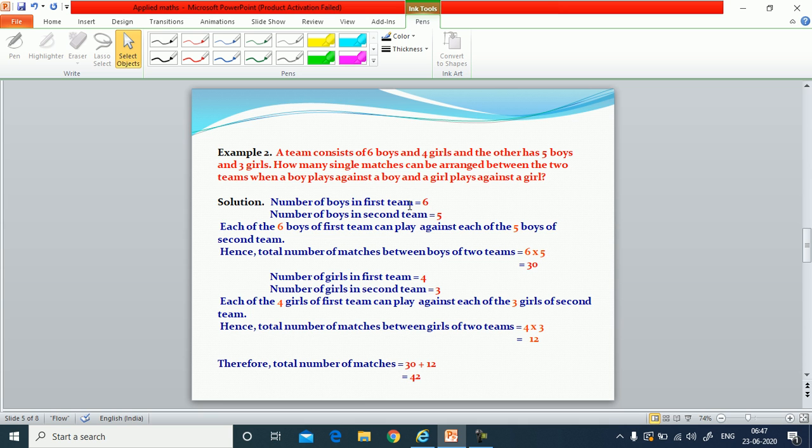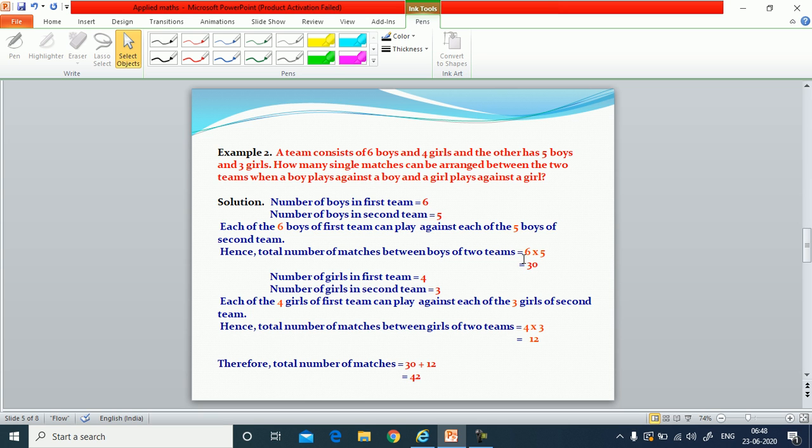Now see, number of boys in first team are 6 and number of boys in second team are 5. Now we know that each of the 6 boys of the first team can play against each of the 5 boys of second team. See, there is no restriction. Any boy of one team can play with any boy of second team. So all the 6 boys of first team have got 5 choices. Okay. So therefore total number of matches between the boys of two teams will be 6 into 5, that is 30.